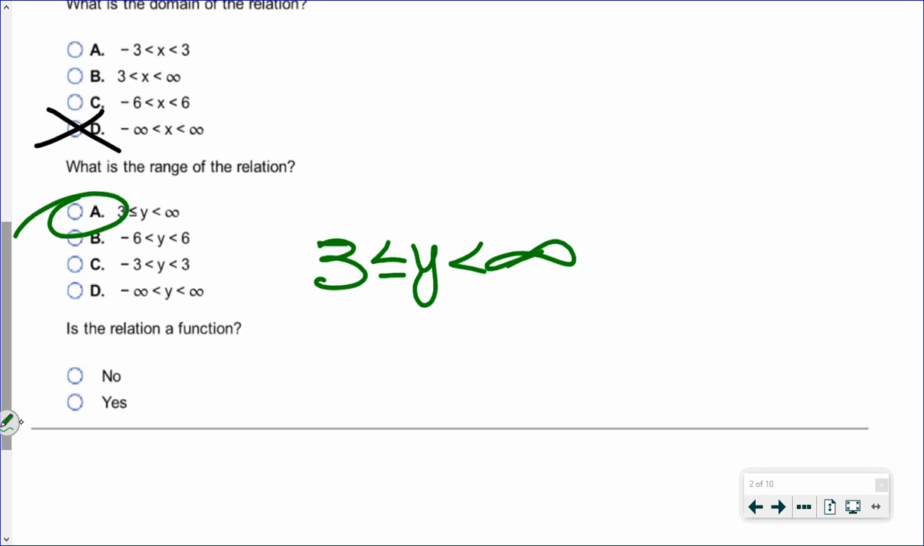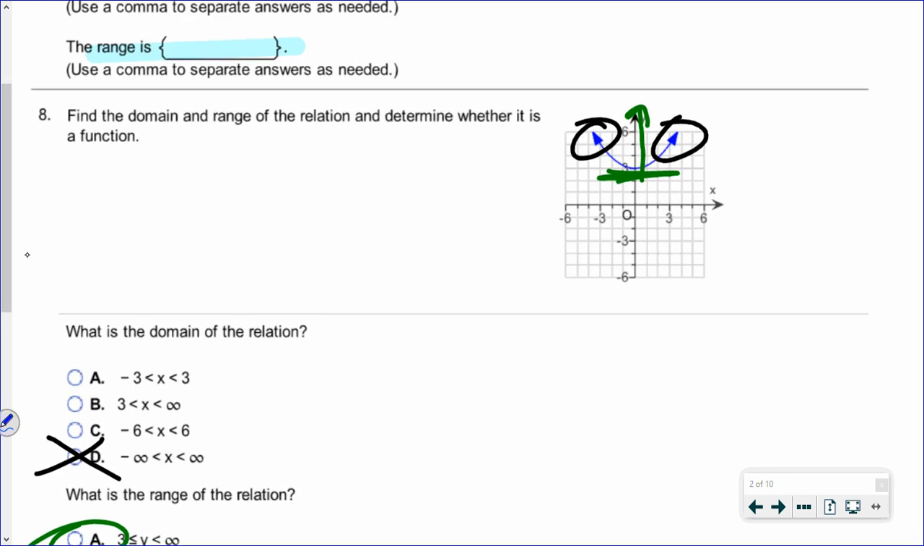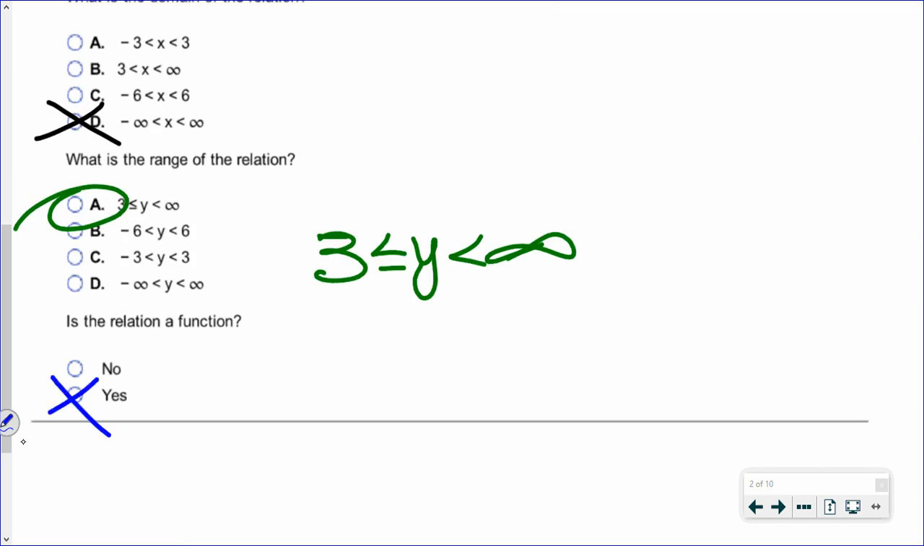We good? Yeah. Is this relation a function? Yeah. Well, how do you know that? Does it pass the vertical line test? Yep, so since it passes the vertical line test, yes, it is a function. Do we understand that problem, yes or no? That's a great one.